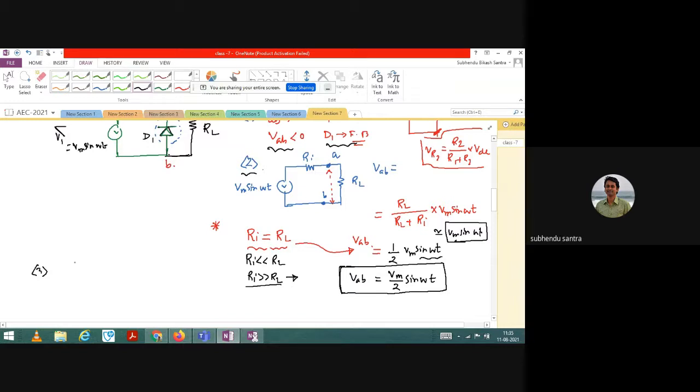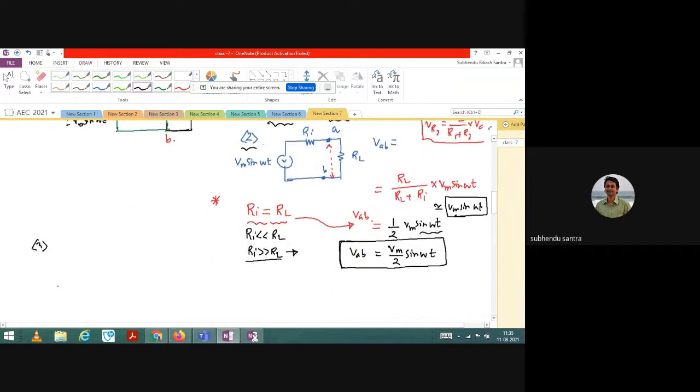Anyway, so this is the third point. The third step is very simple. You have to just draw the circuit again, because already you know what is VAB. The only thing is that you have to just apply that knowledge and then draw the output voltage. So this is Ri, this is RL, and this is D1, let us say, and you know the VAB voltage. Okay, what is the VAB? Vm sin omega t. So whenever VAB is greater than 0, D1 is reverse biased. So if it is reverse biased, what is the output voltage?